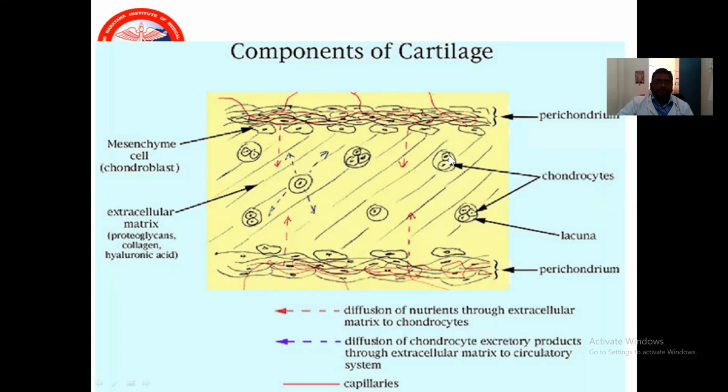In a normal slide, you won't be able to see this. Instead, you would be able to get the lacunae only, surrounded by the chondrocytes. This lacuna is formed because of the shrinkage of the chondrocyte during tissue processing for the staining procedure. At that time it gets contracted, so there you would be able to get the lacuna. This is another important thing.